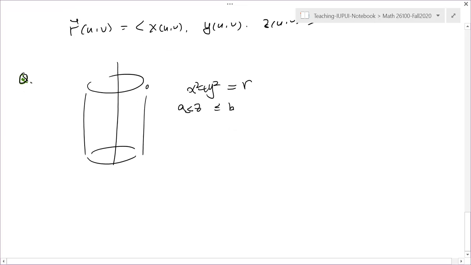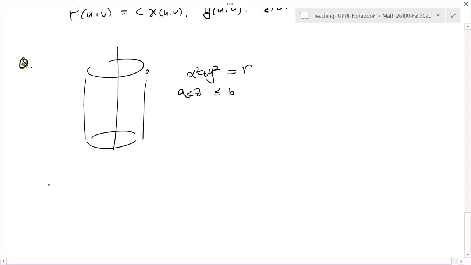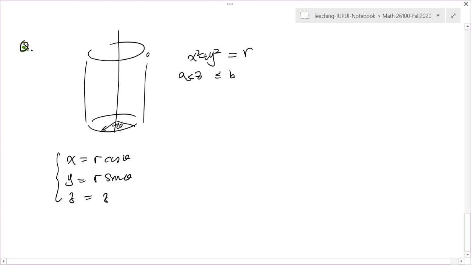Now, can we parameterize it? A cylinder is not the graph of any function, and I'm trying to find the parameterization. So I just need to choose x using the angle here. This is theta, so x is R cosine theta, y equals R sine theta, and z is still equal to z. So that's the parameterization.